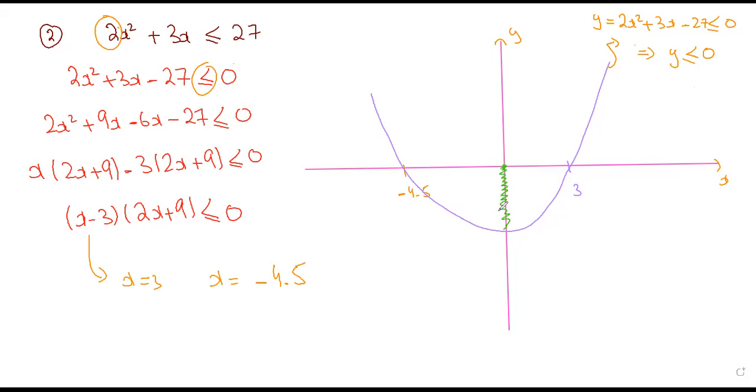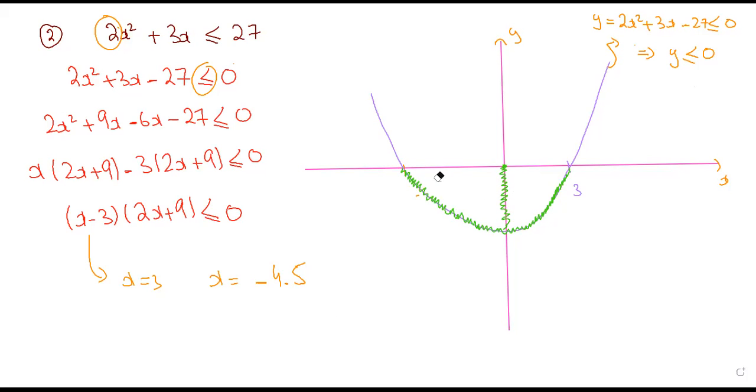So for this one, I will be focusing on these points, right? It totally depends upon the sign of your inequality. These are going to be my points, and I am interested in the x coordinates of these points. So it is between minus 4.5 and 3.